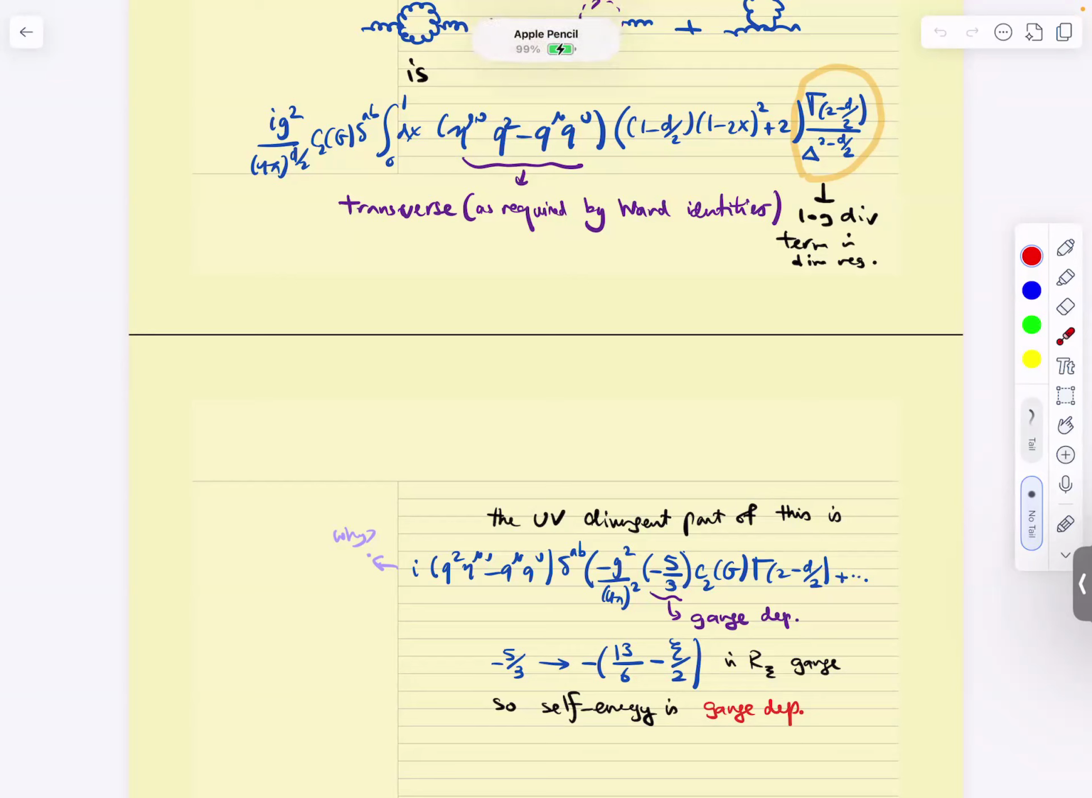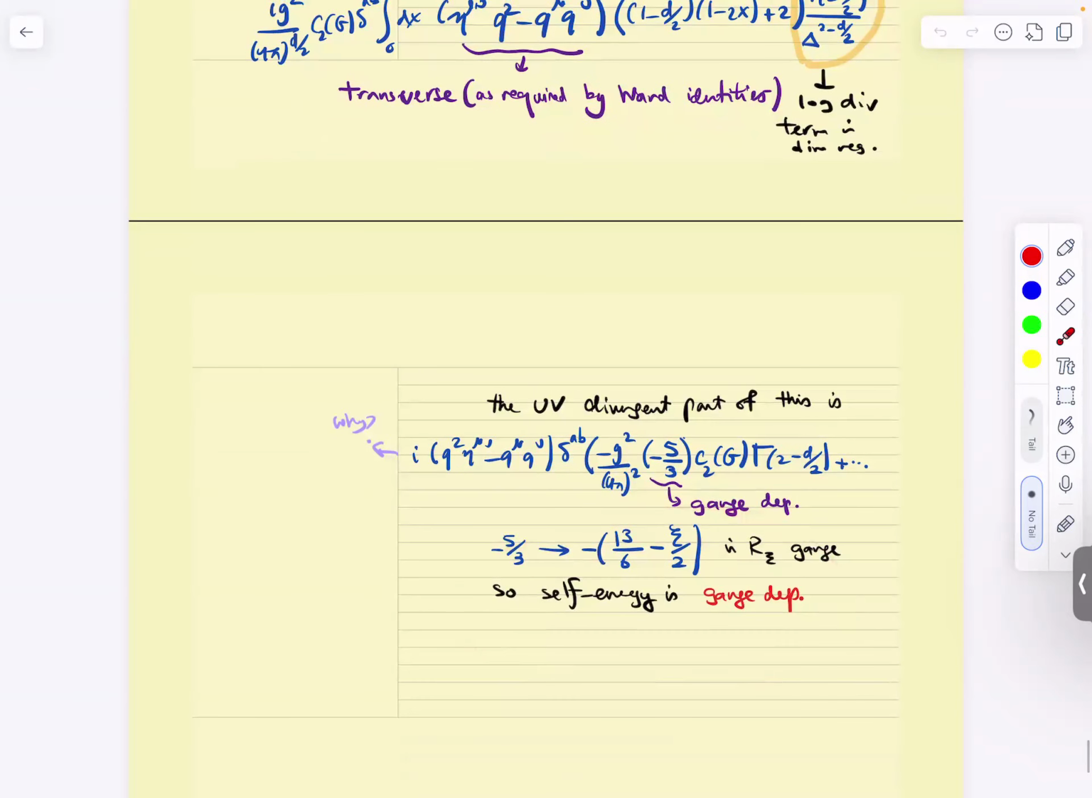Self-energy is gauge dependent. This was a message. I made this cryptic comment to say that the self-energy of the gauge boson is not a physically meaningful statement. It's gauge dependent. Okay. Any questions?